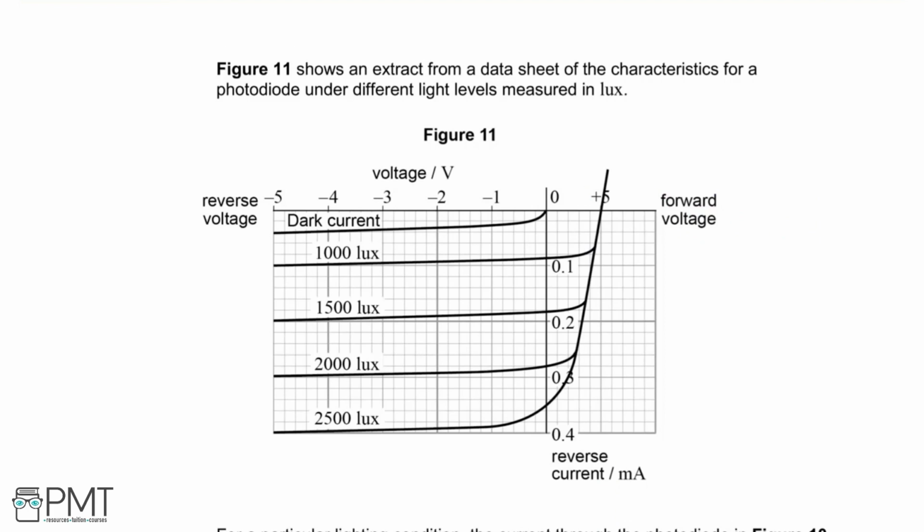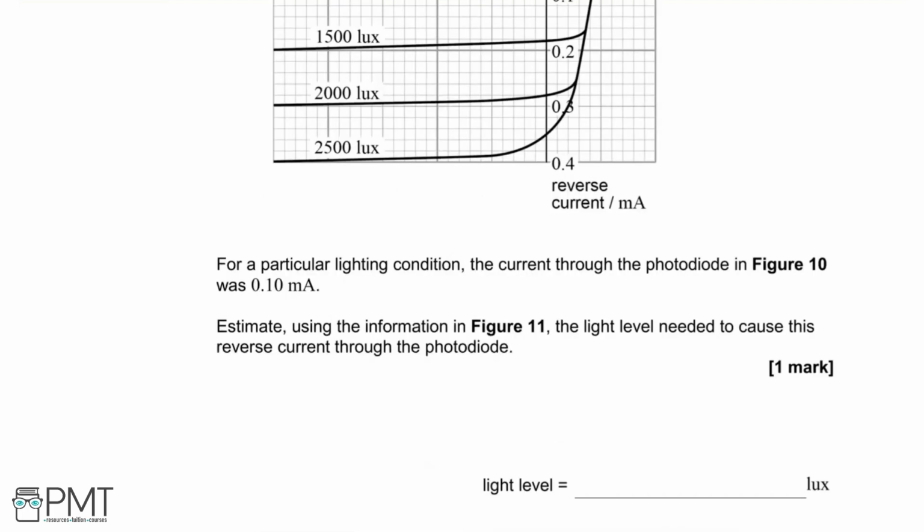Figure 11 shows an extract from a datasheet of the characteristics for a photodiode under different light levels measured in lux. So you can see that graph shown in figure 11 with a range of different lux values and their associated lines. For a particular lighting condition, the current through the photodiode in figure 10 was 0.10 milliamps. Estimate, using the information in figure 11, the light level needed to cause this reverse current through the photodiode.